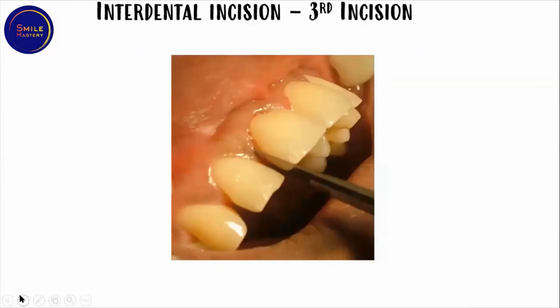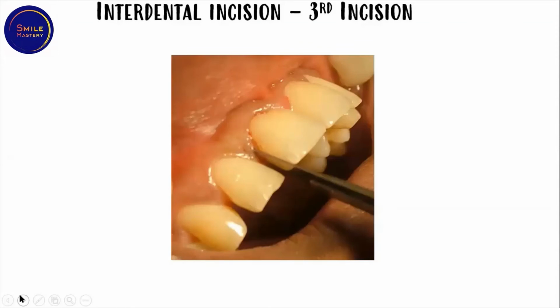Third is your interdental incision, which is called the third incision. This is very important because in a conventional flap surgical procedure, if you just give a crevicular incision, your flap will not open. It is stuck in the interdental area. If you do not give the interdental incision, you cannot open up your flap. So that is why the interdental incision is very important. So how do we give the interdental incision?